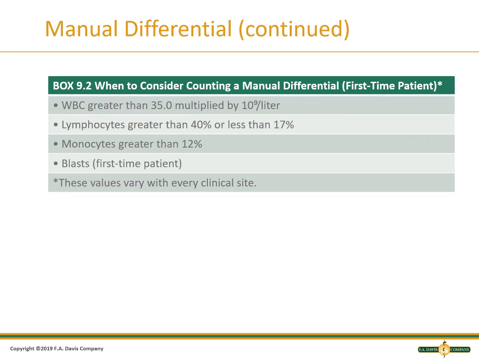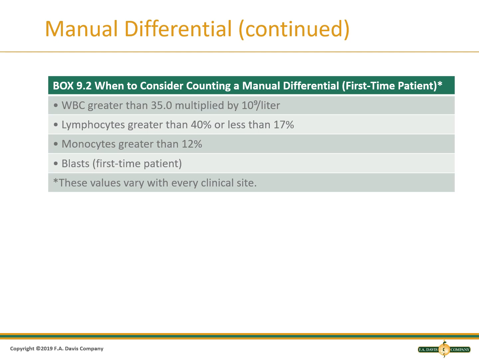Here's a chart on what the textbook is saying about when to consider counting a manual differential for a first-time patient. Again, those parameters are usually set up by your facility, by your department, by your instrumentation. These are just a few things that can give you an idea. A white blood cell count that's greater than 35 multiplied by 10 to the 9th per liter. Lymphocytes that are greater than 40%, like we talked about, anytime there's a shift in the population, it's usually an indicator that something's going on, or even less than 17% if the lymphocytes are too low.